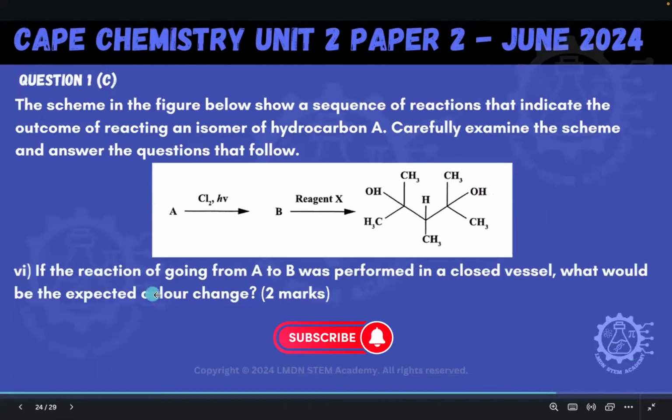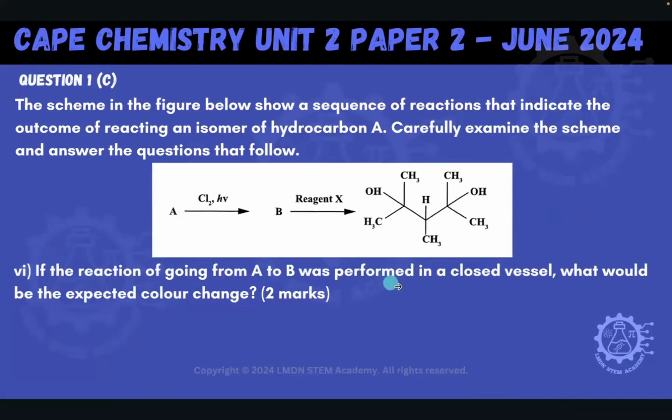All right, so if the reaction of going from A to B was performed in a closed vessel, what would the expected color change be? What would be the expected color change? So if this is happening in a closed vessel, and we know that this is an alkane as we've already established, what's gonna happen?